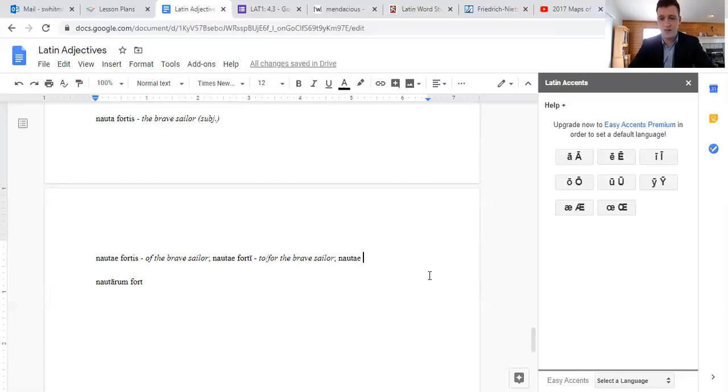Nautae could also be nominative plural, masculine. And again, third declension, nominative plural is long es. So nautae fortes means the brave sailors as the subject.